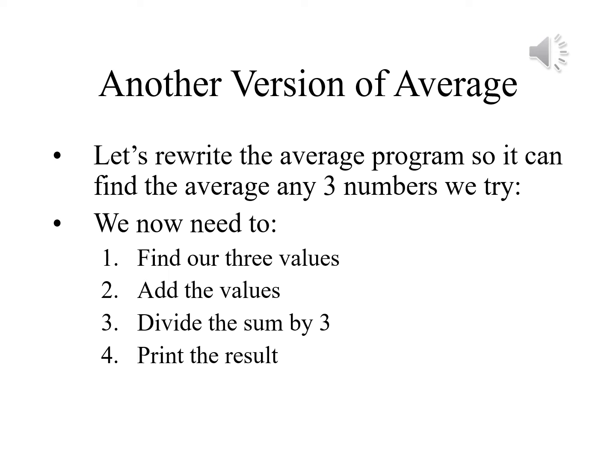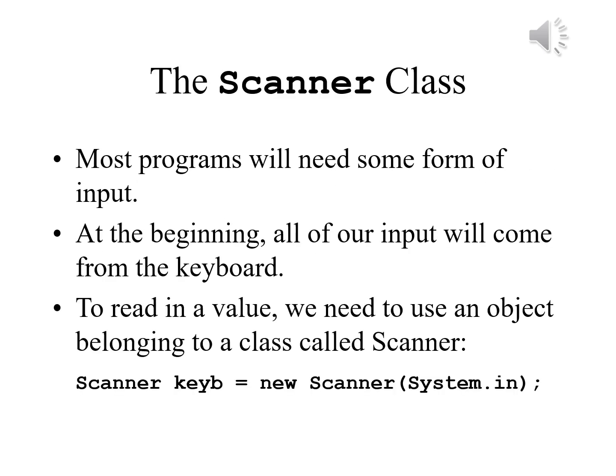Our algorithm breaks down into 4 steps. First, we need to find our three values. Then we need to add them together. Third, we need to divide that sum by 3. And fourth, we need to print the result.